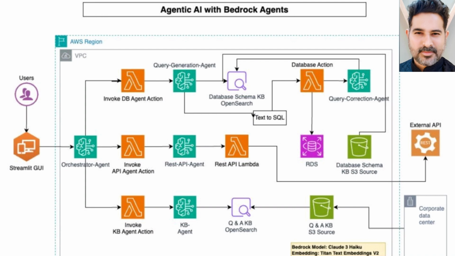So, to recap, users interact through a GUI, the orchestrator agent directs the flow, and specialized agents access databases, APIs, and knowledge bases using powerful AWS services. This is just a glimpse of what you can build with Agentic AI on AWS Bedrock.